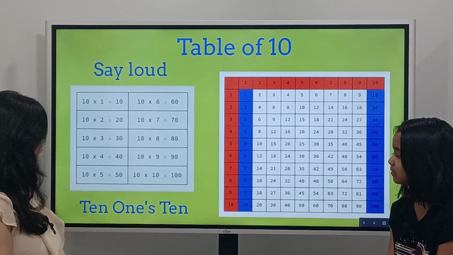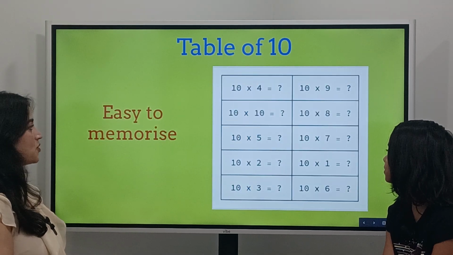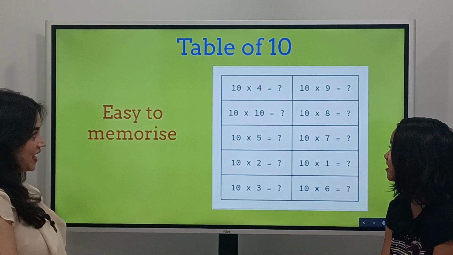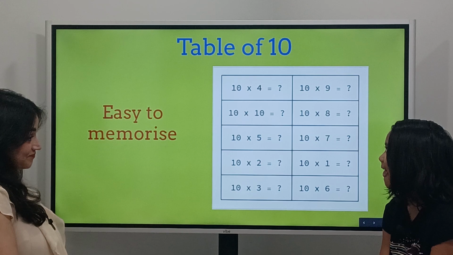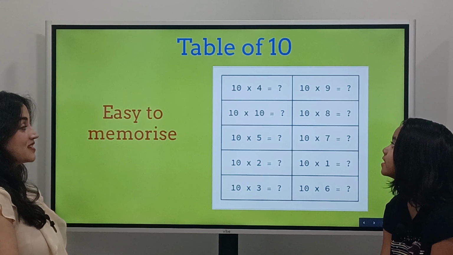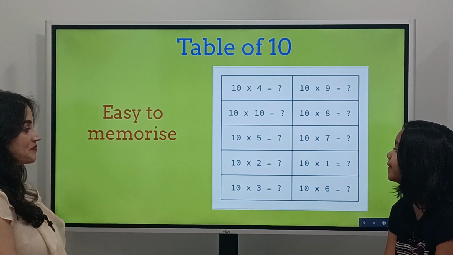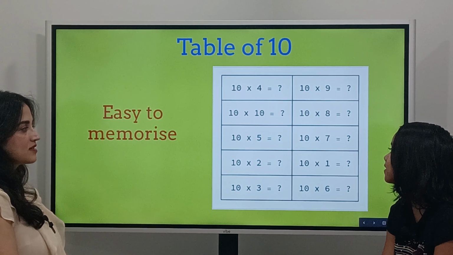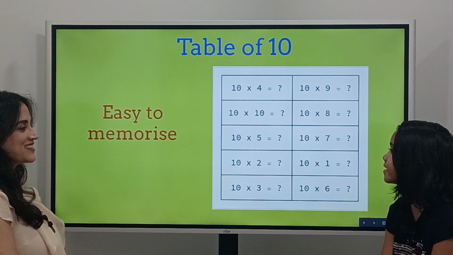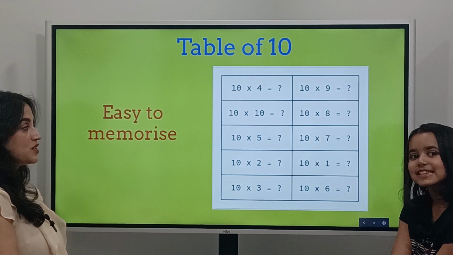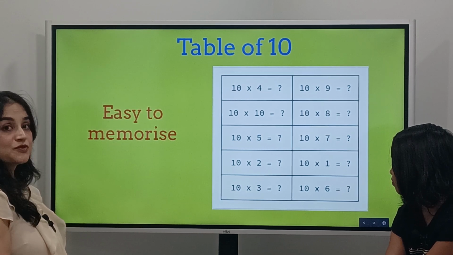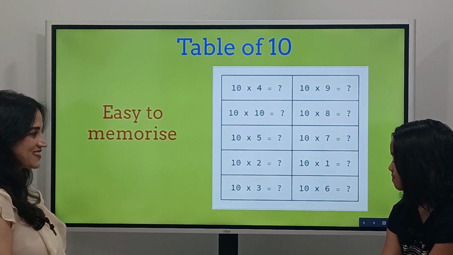Okay, let's go to the next slide. Table of 10, easy to memorize. Let's see if you can remember some of these equations. 10 fours are 40. 10 tens are 100. 10 fives are 50. 10 twos are 20. 10 threes are 30. 10 nines are 90. 10 eights are 80. 10 sevens are 70. 10 ones are 10. 10 sixes are 60. If you do it this way, it's easy for children to memorize the tables, and it will help you do the math.